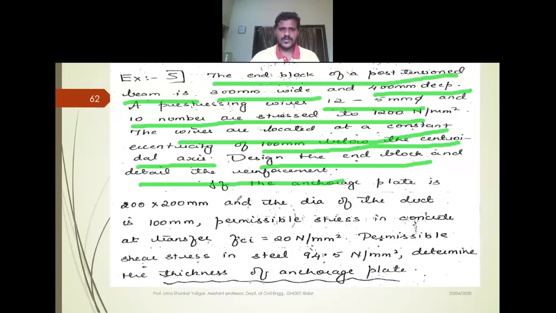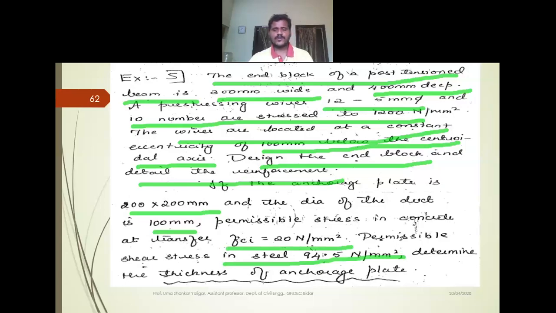If the anchorage plate is 200 by 200 mm and the diameter of the duct is 100 mm, permissible stress in the concrete transfer is 20 Newton per mm square. Permissible shear stress in steel is 94.5 Newton per mm square. Then calculate the thickness of the anchor plate. Okay, it almost looks like your previous problem, only some data has changed.